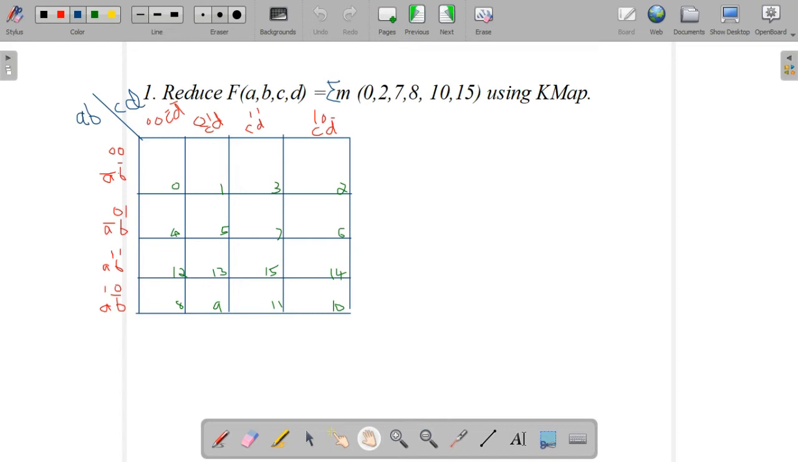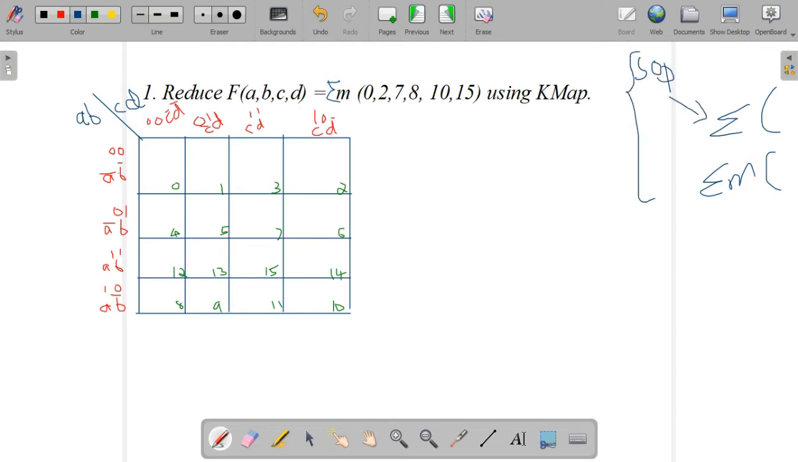Anyway, we will move with this example. Reduce f of A, B, C, D. From this question we can understand this is a 4-variable K-map, and there is sigma m. In some questions they will give only sigma of the values, and in some they will give sigma small m of the values. That is the SOP concept. SOP is indicated by sigma, which we discussed already.